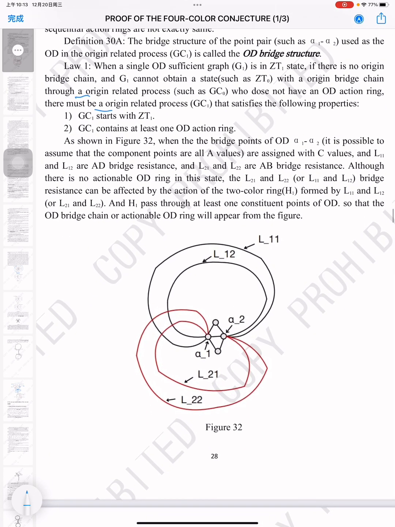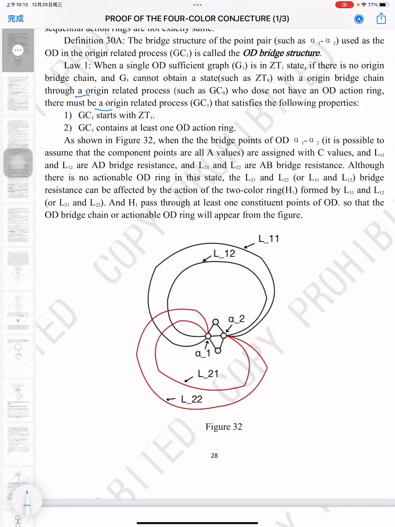As shown in figure 32, for the bridge points of OD alpha 1 dash alpha 2, we can assume that the component points are all A values, are assigned with C values, and L11 and L12 are AD bridge resistance, and L21 and L22 are AD bridge resistance. Although there is no actionable OD ring in this state, the L21 and L22 or L11 or L12 bridge resistance can be affected by the action of the two-color ring H1 formed by L11 and L12 or L21 and L22, and H1 passes through at least one constituent point of OD, so that the OD bridge chain or actionable OD ring will appear from the figure.